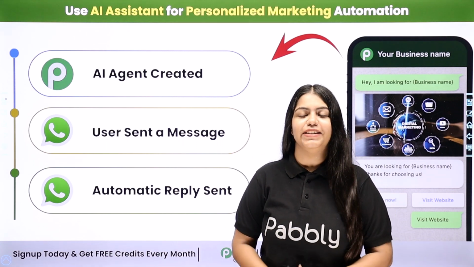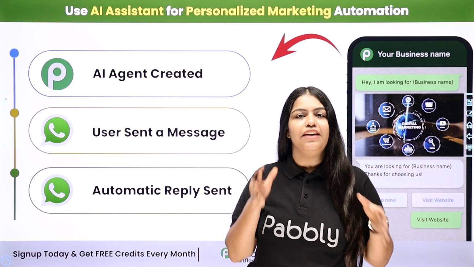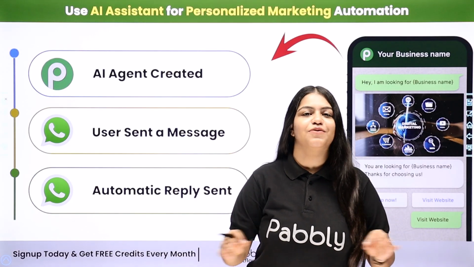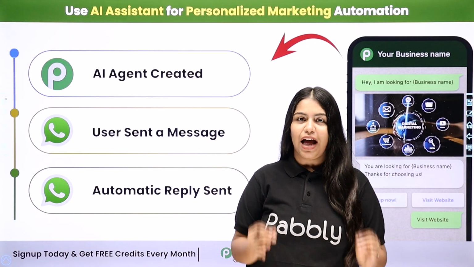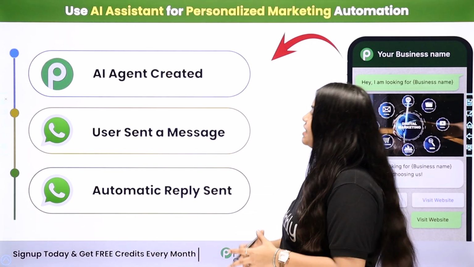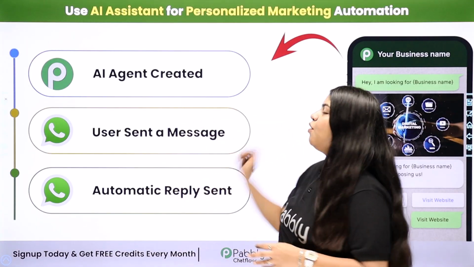So do you also regularly receive user queries on WhatsApp, and do you also want to reply to them even while you are sleeping? Then this video can be really helpful for you. So hello all, welcome back to Pabbly, and in this video we are going to understand how to use an AI assistant for personalized marketing automation.